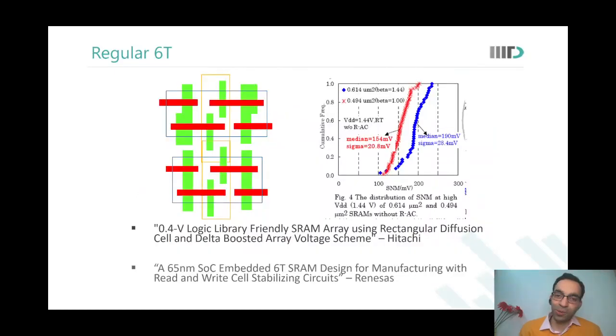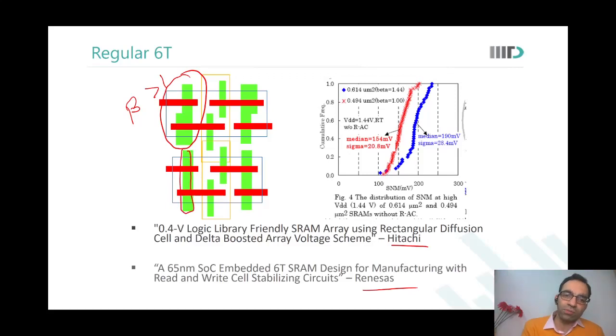However, in advanced technologies, for example, Hitachi and Renesas, they say that, in whatever we discussed till now, what did we say? We said that the beta ratio has to be greater than 1, so that my SNM is good. But in advanced technologies, because of optical proximity errors and corrections or whatever mismatch due to that, we see that using a regular layout, beta ratio equal to 1 actually meant a better yield.